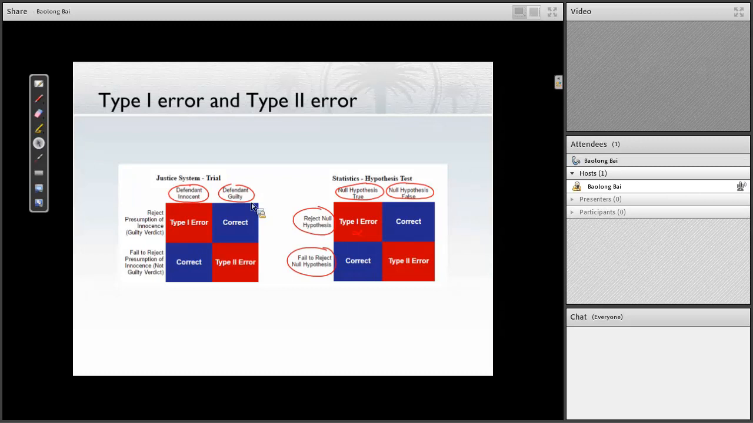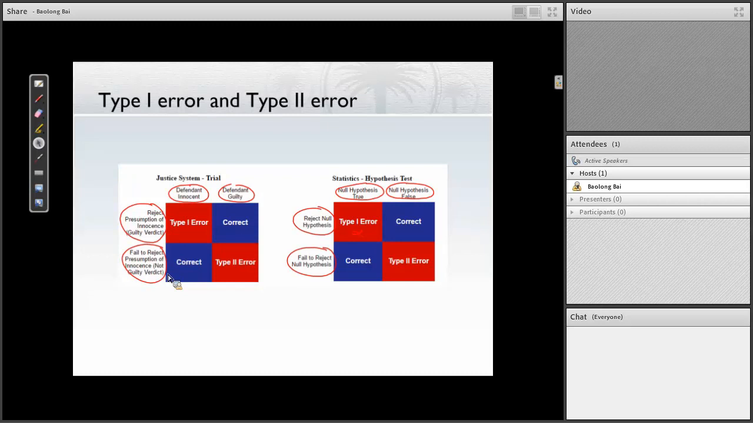The judge will make a decision, either convict the defendant, that means you reject the null hypothesis, or you fail to reject the null hypothesis, means you fail to convict the defendant. So the judge is making a decision in the trial process. We are making a decision in the hypothesis testing process. The judge is making a decision based on the evidence. We are making a decision based on evidence as well. Our evidence is only the sample we collected, right?